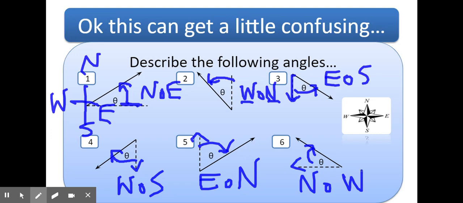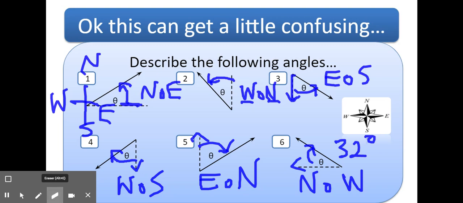Okay, so again, what you're paying attention to is where these things are going and where the angle is rising up from. So if I had a problem that ended up with, say, number 6 was 32 degrees, I would have to say it's 32 degrees north of west. So make sure that you are using all of your directions and cardinal directions, that you're aware of what those are before you tackle these problems.